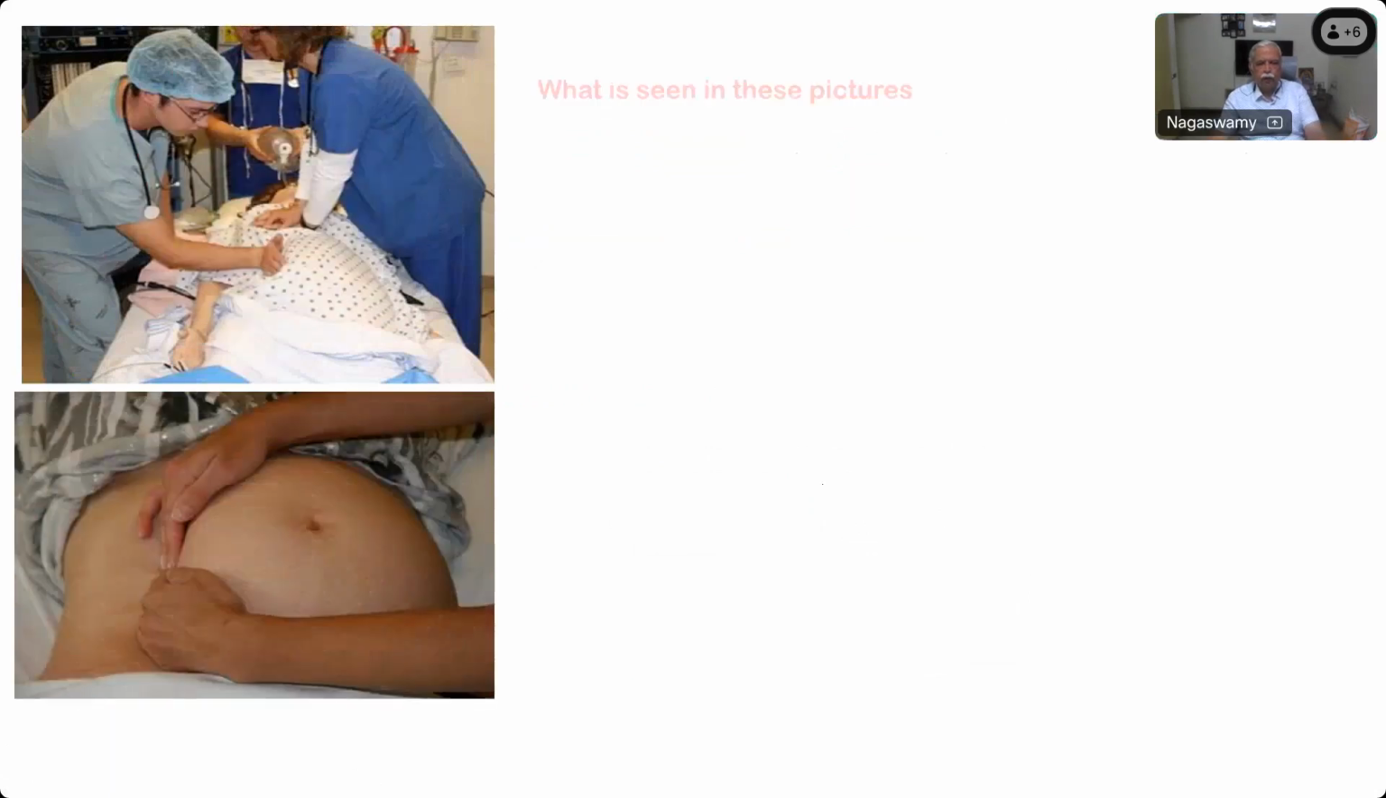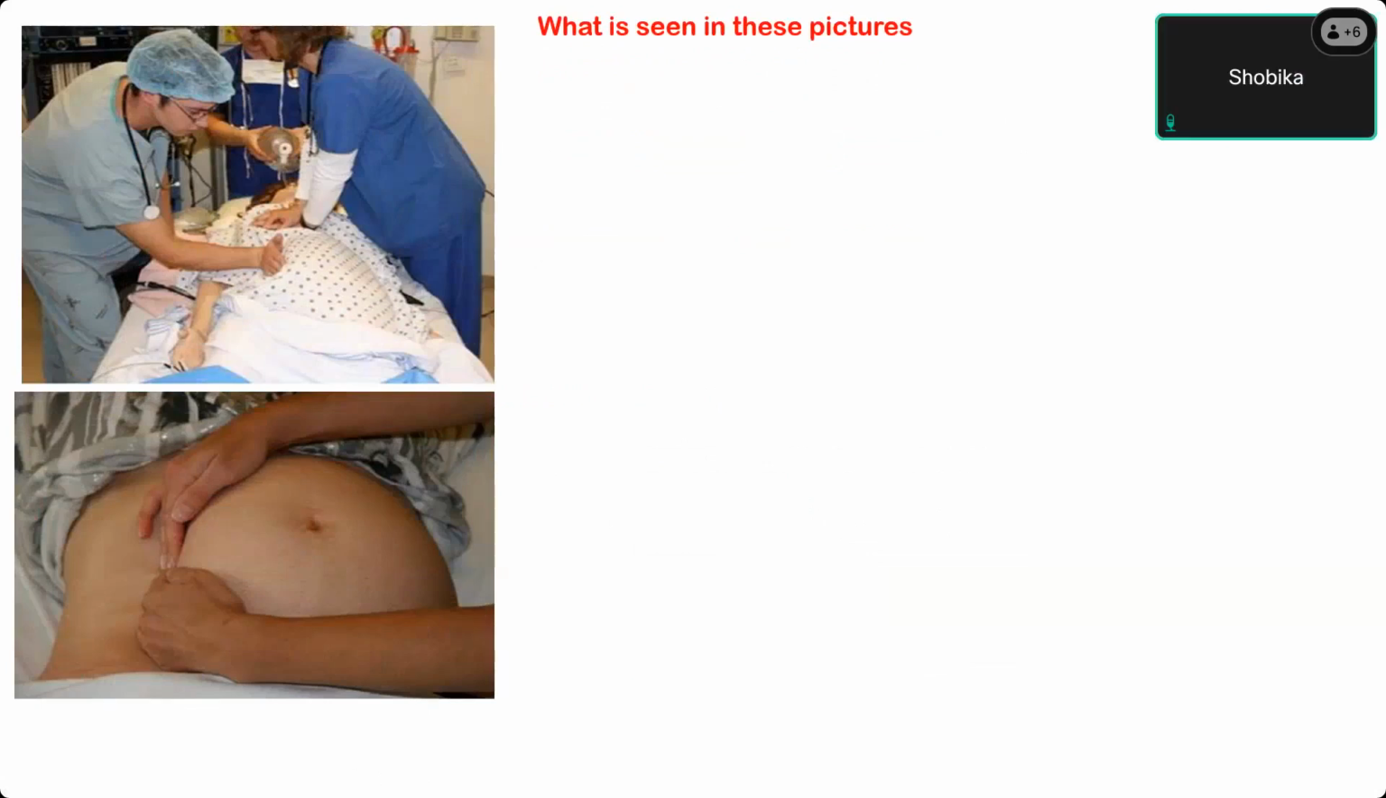You are seeing 2 pictures here. What do you see in these pictures? The first picture, somebody is pushing the pregnant abdomen. Somebody is doing something. So what has happened? Left uterine displacement.